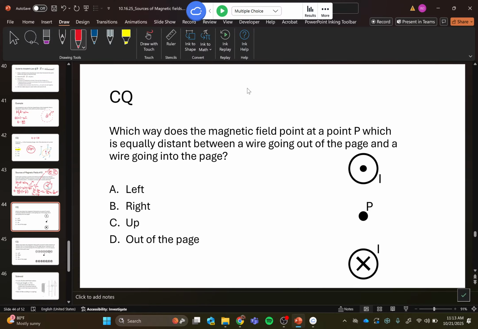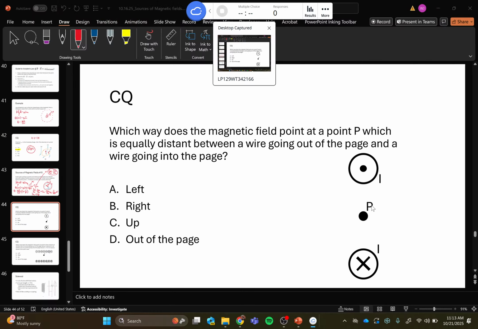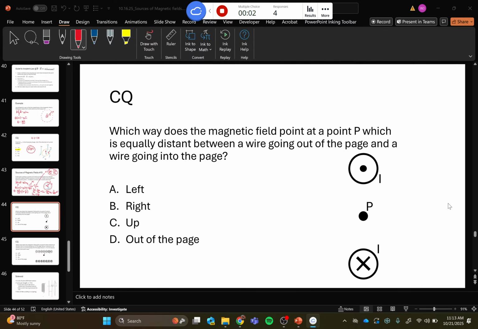So, which way does the magnetic field go at point P, which is equidistant from a wire going out of the page and a wire going into the page? The wire going out of the page is on top, the wire going into the page is on bottom. Is the magnetic field at point P to the left, to the right, up, out of the page? Give you a whole minute.